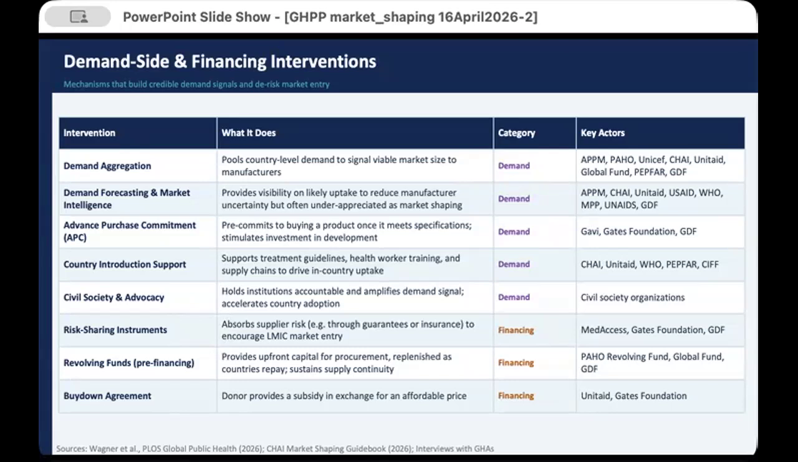Different actors play different roles here, but you're going to see how important it is to successful work and market shaping. And of course, civil society and advocacy, we wouldn't have products if there weren't people affected by the diseases that are making demands for access. Various risk sharing instruments, and it includes some of the guarantees that have been mentioned that are used by different actors. The pre-financing in terms of revolving funds is very interesting.